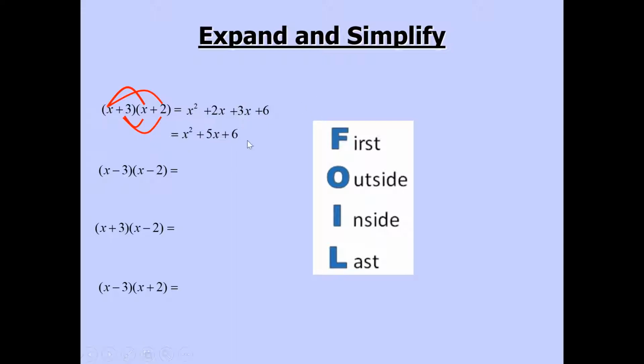Now repeating the process with the second example, multiply the first two terms, so x times x is x squared, x times negative 2 in this case, so watch out for the negative sign there, so x times negative 2 is negative 2x, and then negative 3 times x is negative 3x, and then negative 3 times negative 2 is positive 6, and then you combine the like terms here, minus 2x and minus 3x, so it gives you x squared minus 5x plus 6.